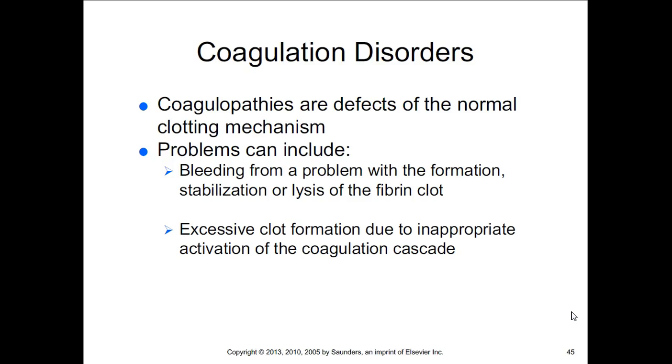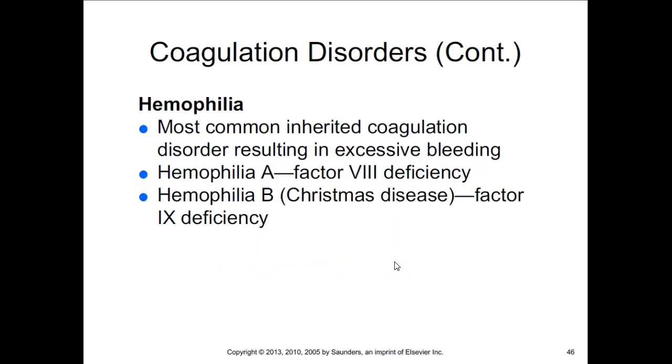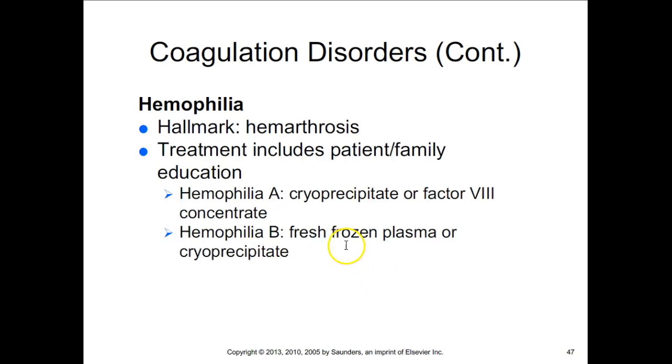Coagulopathies are actually quite a big group of disorders, and they are basically some defect of the normal clotting mechanism, right? So bleeding, right, with the formation or lysis of the fibrin clot, right? So there's some problem in the pathway, or it's due to the inactivation of the coagulation cascade. So hemophilia is probably the most commonly inherited coagulation disorder, so you absolutely have to know it, right? So hemophilia A is a factor 8 deficiency, and then hemophilia B is a factor 9 deficiency, right?